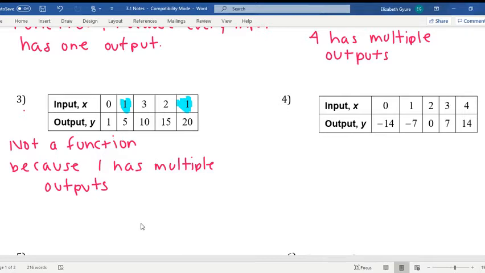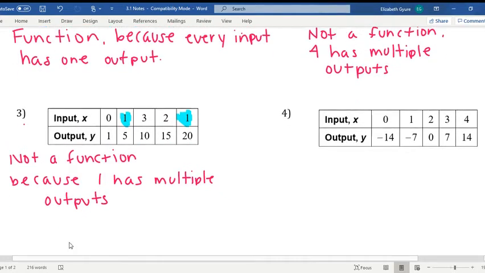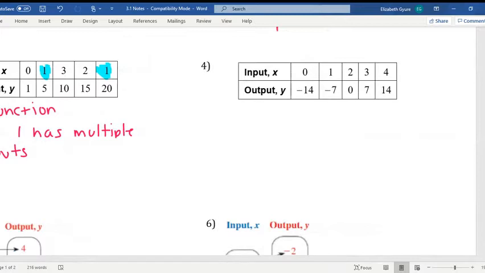So number 4. Take a look at number 4. Our inputs are 0, 1, 2, 3, and 4. Any repeating x's there? No. So what can we say? It is a function, and we can just put the exact same reason we did in number 1. So this is a function. Every input has 1 output.